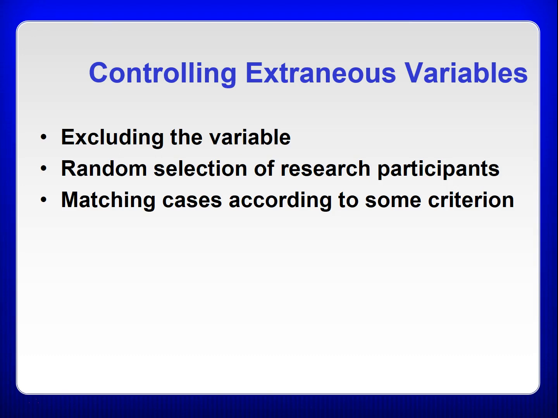Then how do we control the extraneous variables in a study? Generally speaking, there are three approaches: excluding the variable, random selection of research participants, and matching cases according to some criteria. We will talk more on this issue in the chapter on experimental research.